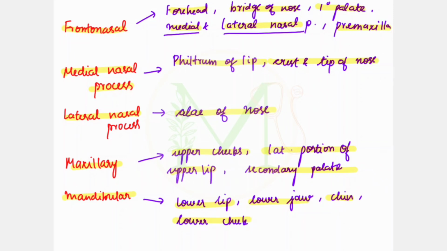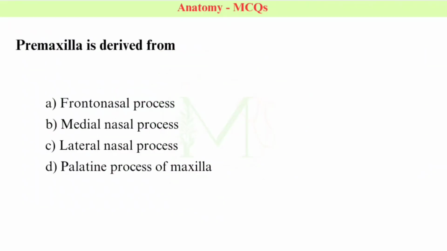With this, now let's get back to the question. So now we know from the list that we studied, premaxilla is derived from frontonasal process. So the correct answer is option A, frontonasal process.